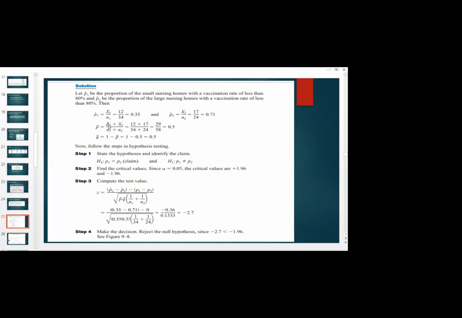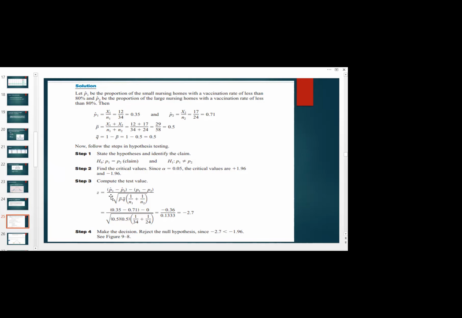So this is a scenario in which we have two proportions. P1 hat is x1 divided by n1, and P2 hat is x2 divided by n2. Then we get the pooled proportion of both the samples by adding the numerators and denominators. And after that, we can state the hypotheses, null hypothesis and alternate hypothesis. We determine critical values: as alpha is 0.05, critical values are plus 1.96 and minus 1.96. And then we compute the test statistic.